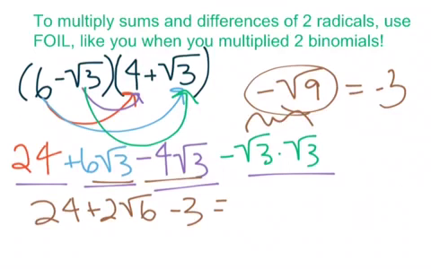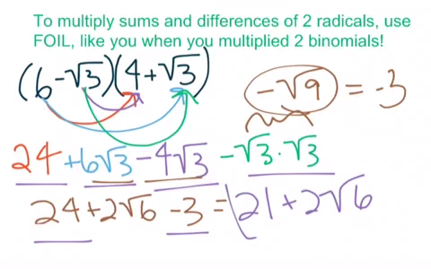So then this is going to equal, just one last thing to do here. Oopsie. Right here and right here, right? 24 minus 3 is going to be 21 plus 2 square root of 6. And this is your final answer.